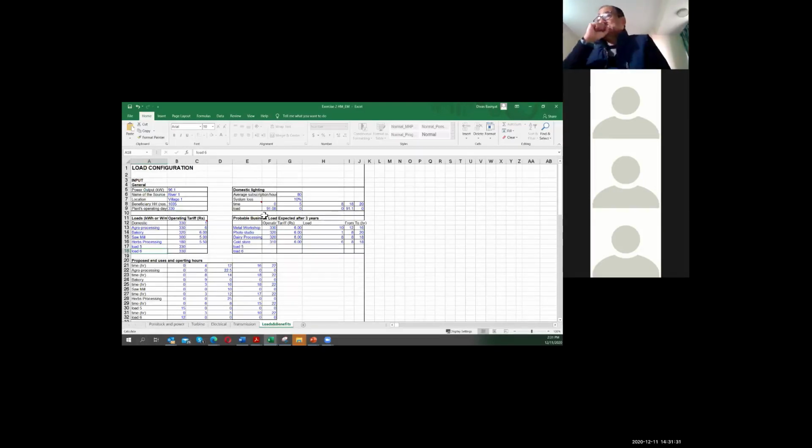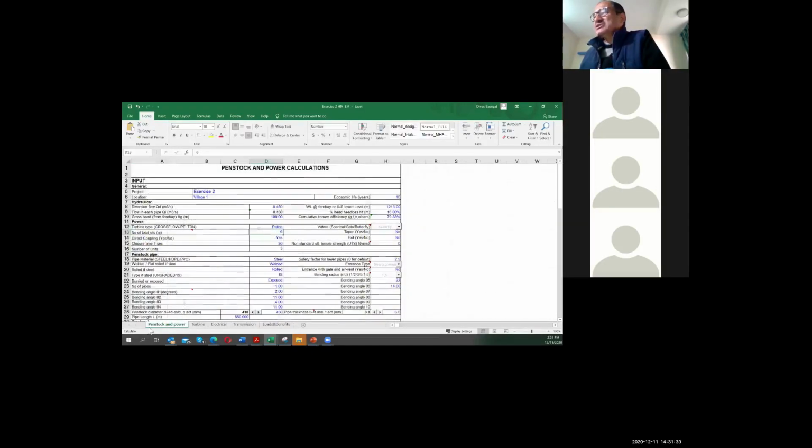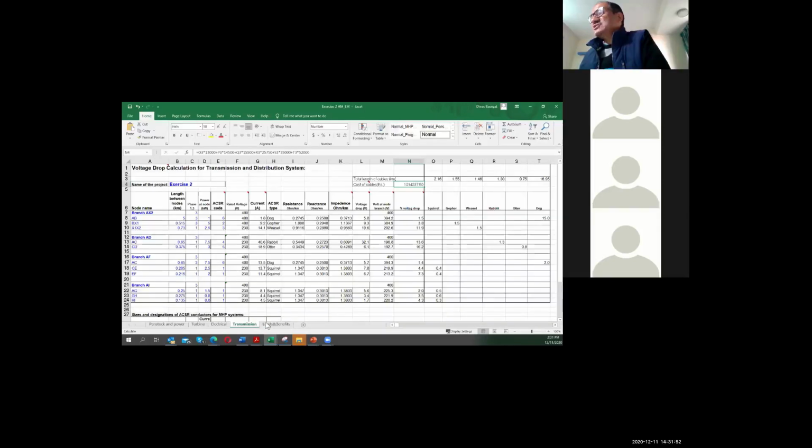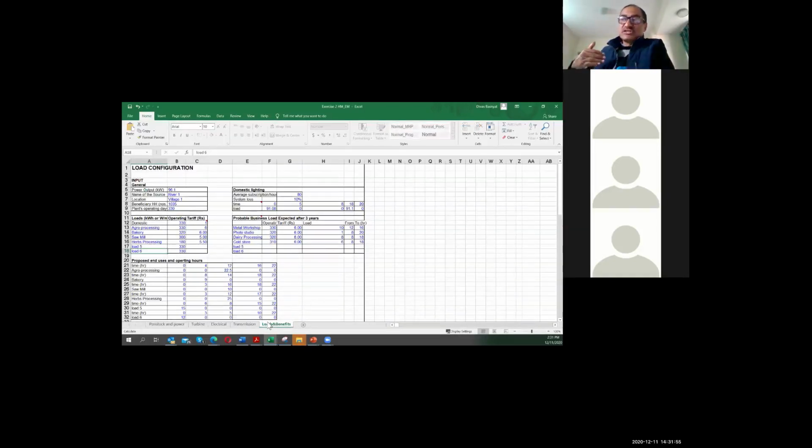Okay, so basically, I think today went a little fast with you. This was basically the 5 exercises that I wanted to present. The first one was the penstock. The second one was the turbine selection, and then the electrical transmission and loads benefits. I want you to practice. And when we come back in January, if you have any questions, or you can write to me by email, I can provide you these answers.